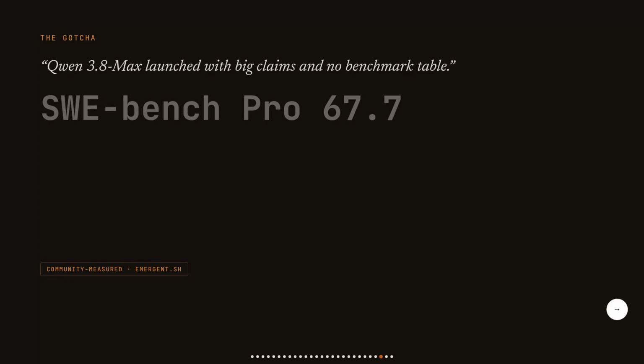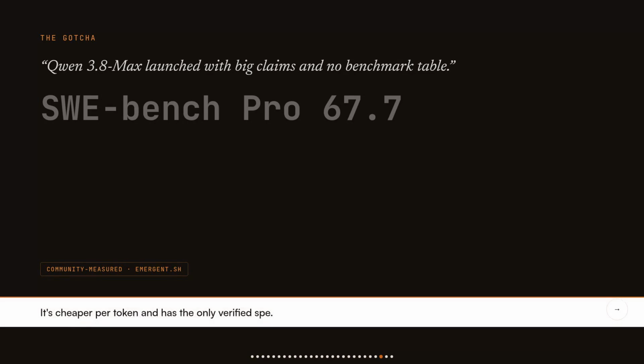If you're on a tight budget, GLM 5.2 is the better lane. It's cheaper per token and has the only verified speed figure.